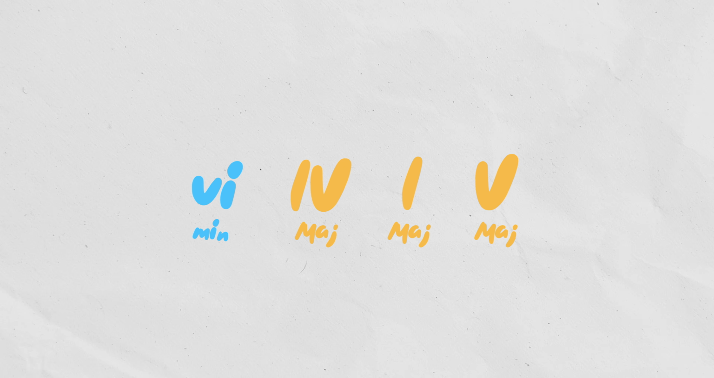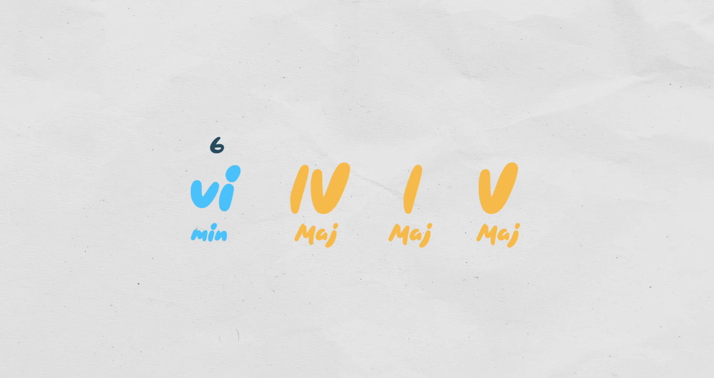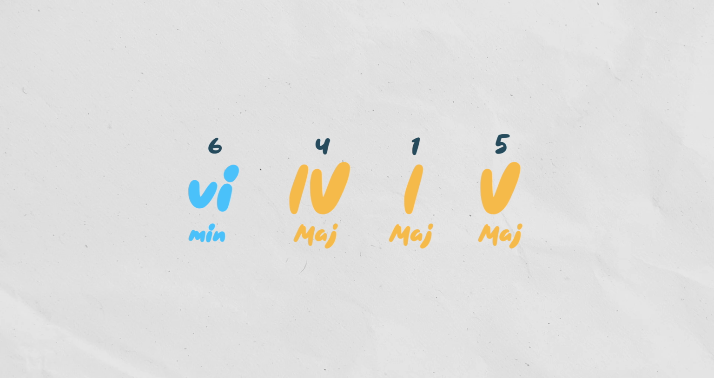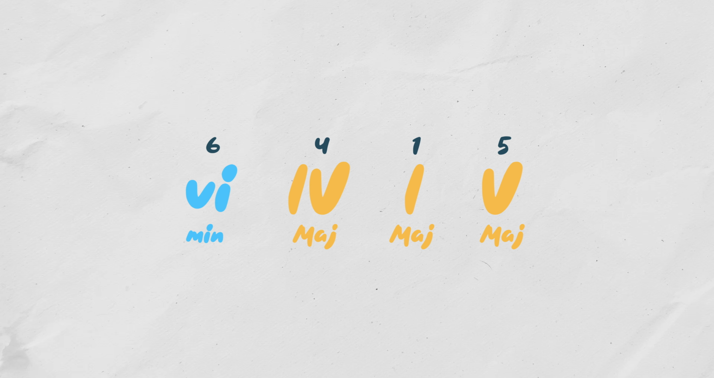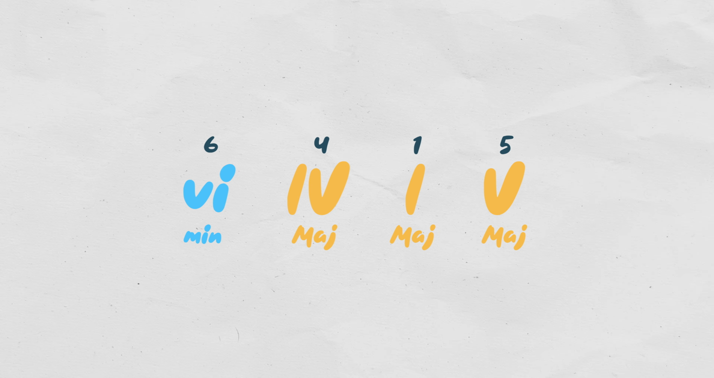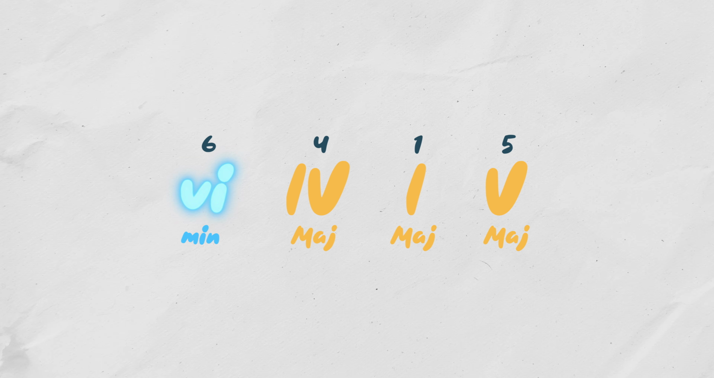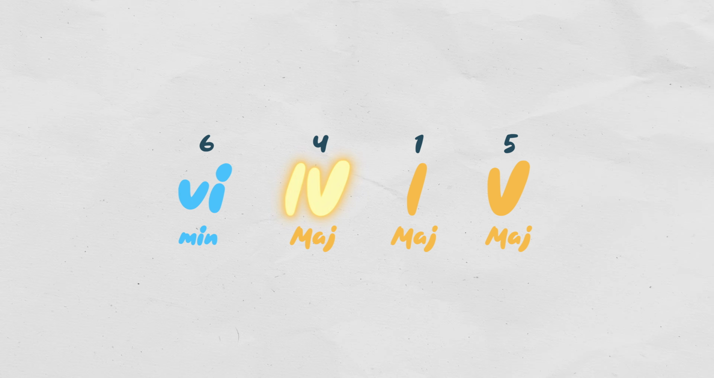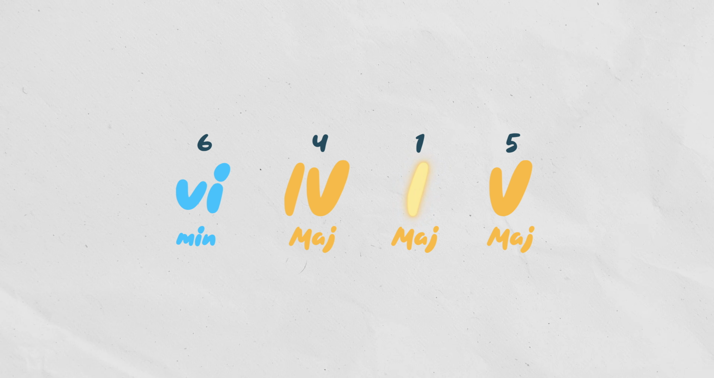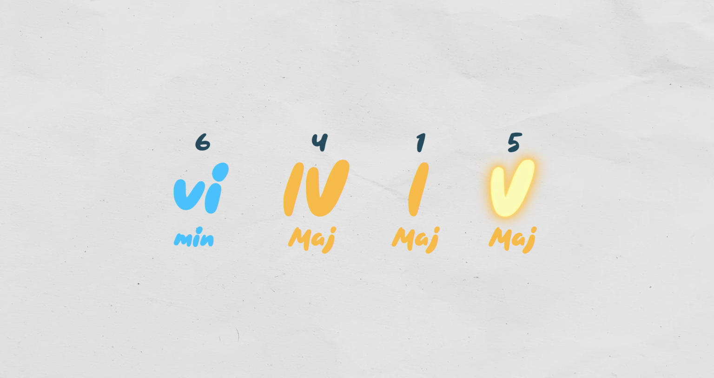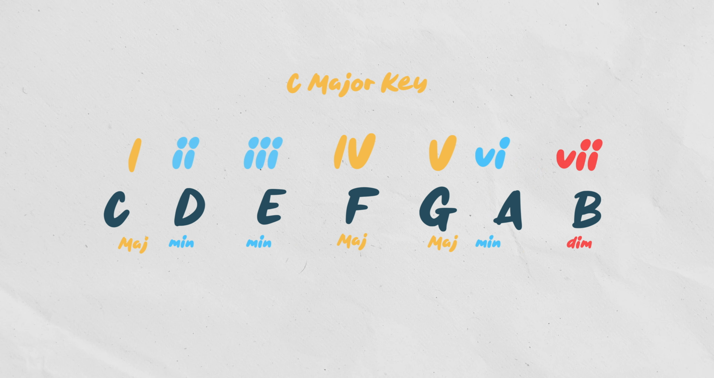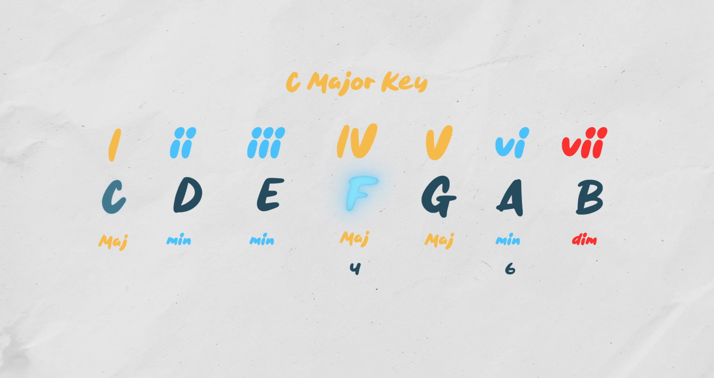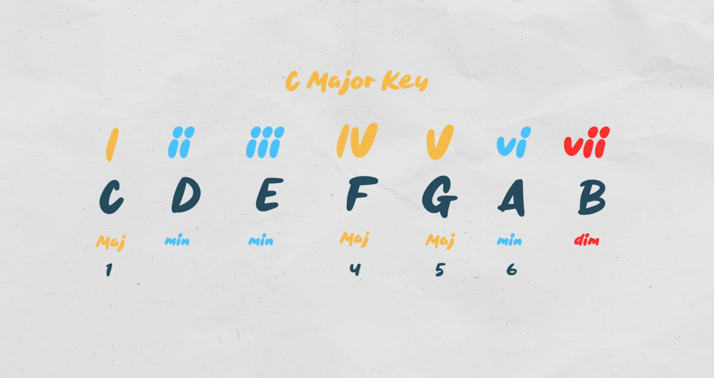For example, consider the common progression 6-4-1-5. This indicates that the chord progression of the song starts with the chord built on the 6th degree of the scale, then moves to the 4th degree, follows with the 1st degree, and concludes with the 5th degree. In C major, this chord progression would be A minor, F major, C major, and G major. Great!